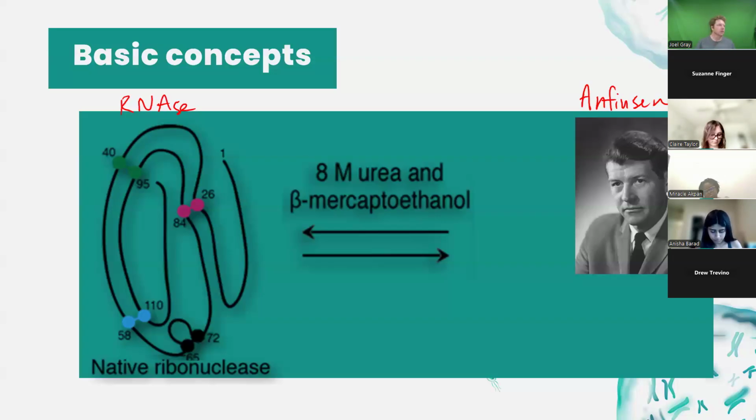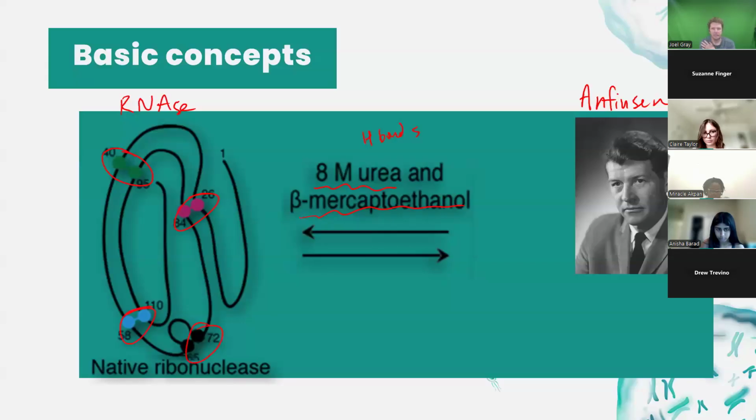And what he did was he took two solutions, 8 molar urea. Urea is one of our chaotropic agents. It's going to break up hydrogen bonds. It's going to break up almost everything else along the way. Then he also used beta mercaptoethanol, and that beta mercaptoethanol was to break disulfide bonds. What this shows on the left-hand side is the kind of semi-folded structure of ribonuclease. This, this, this, and this are all disulfide bonds.